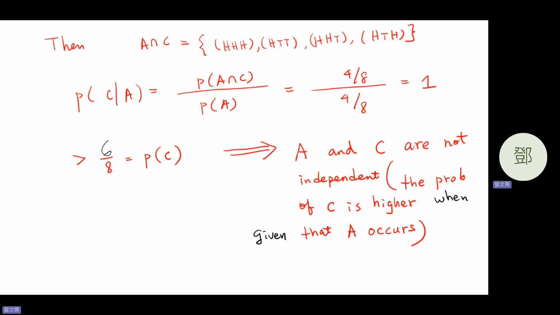In this example, we see that if you were given the condition that A occurs, then the probability of C is 1. But if you were not given the condition, the probability of C alone is 6/8. So they are different. A and C are not independent. The probability of C is higher when given that A occurs. So A has influence on C. So they are not independent.